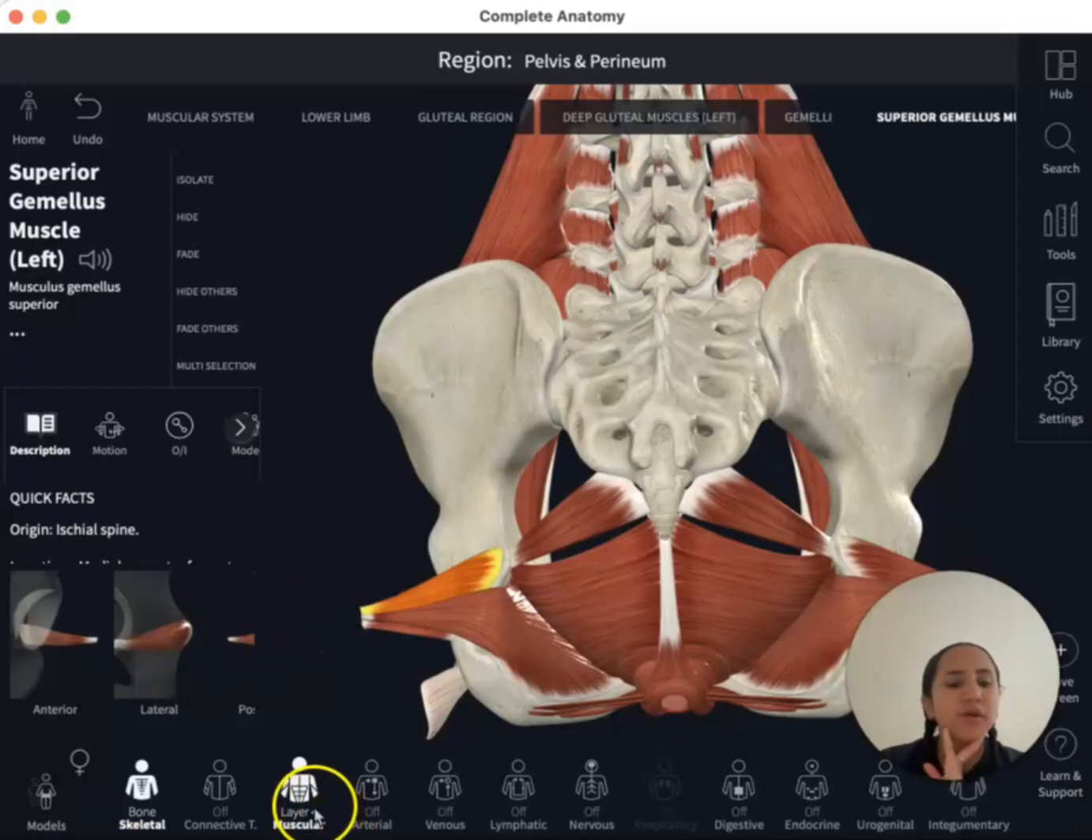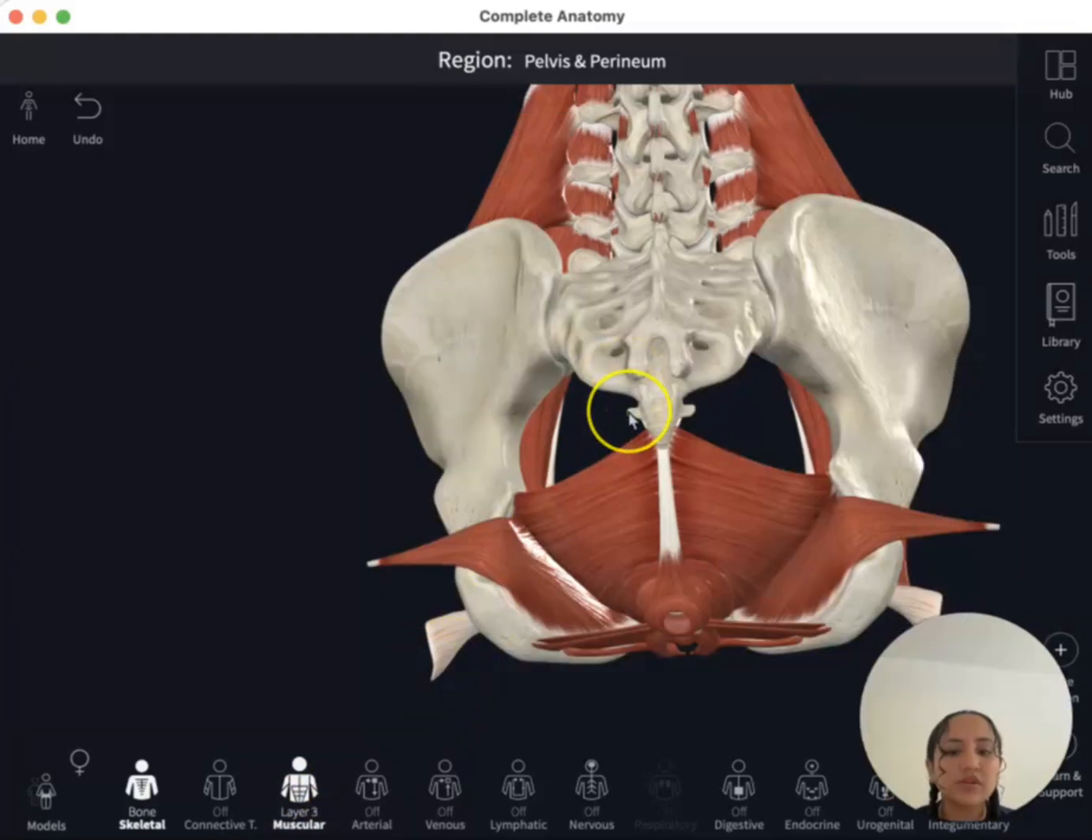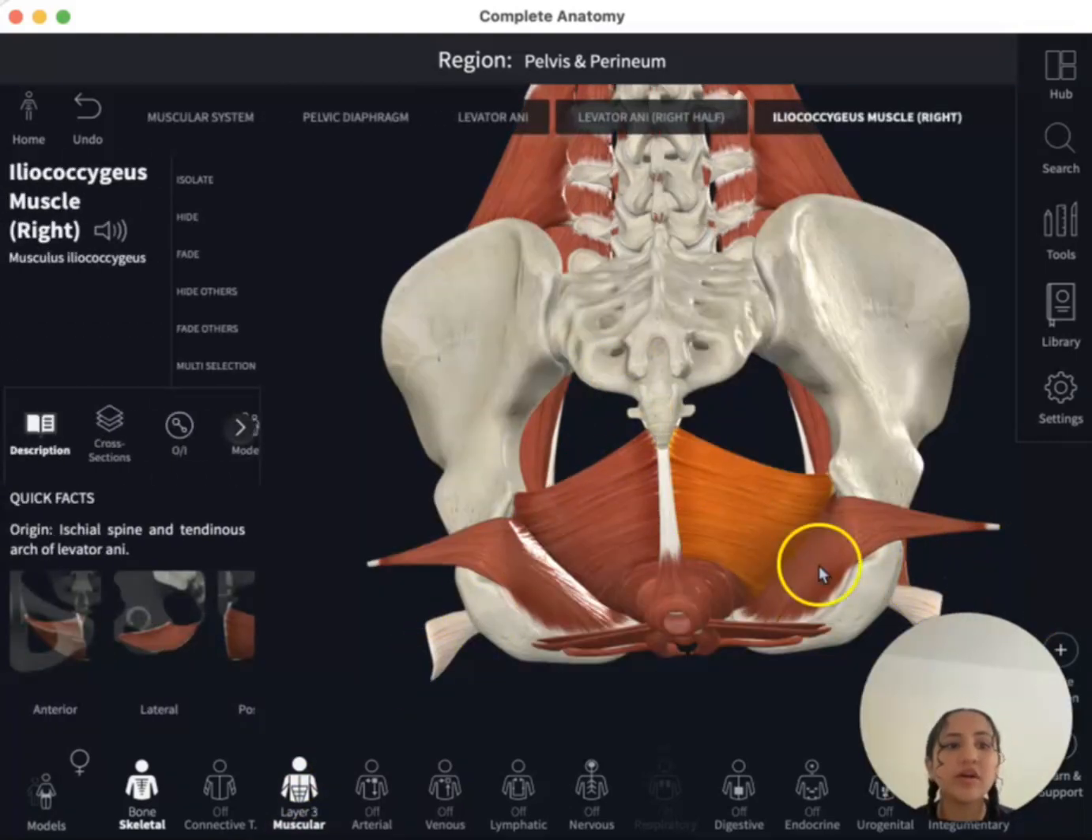Okay, and then now we're going to get into the third layer muscles. So we'll start with this one right here. This is the iliococcygeus muscle. The origin is going to be the ischial spine and tendinous arch of the levator ani. The insertion is the coccyx and the iliococcygeal raphe.